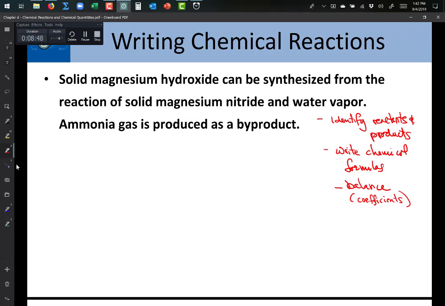Okay, so let's highlight some of these things. Solid magnesium hydroxide can be synthesized. What does synthesized mean? You may know? Could be a new word for you guys. It means it's made. Yeah, synthesize means to make. So what does that sound like magnesium hydroxide is then? It's a product, yeah. Magnesium hydroxide can be synthesized. So this is a product.